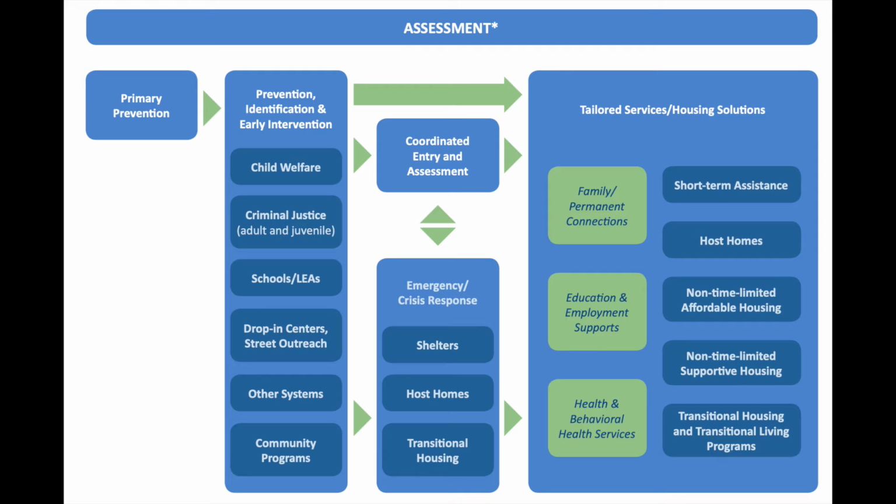Here is the plan of action visual that they have provided. As you can see, it first begins with prevention, identification, and early identification in areas such as child welfare, criminal justice, and schools, then moves on to coordinated entry and assessment, which consists of advancing strategies for screening and assessment tools, and ensuring that youth at risk of or experiencing homelessness have access to programs and services, then emergency and crisis response, or providing low-barrier emergency and crisis services that can address needs and connect youth with services and various housing options, and finally, tailored services and long-term housing solutions.